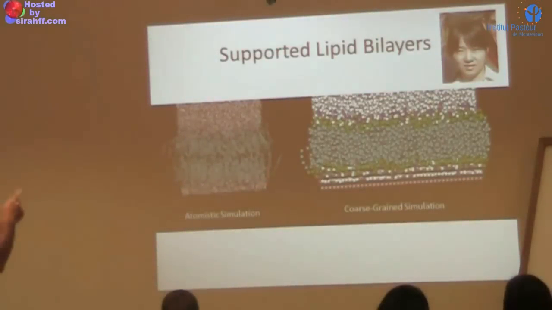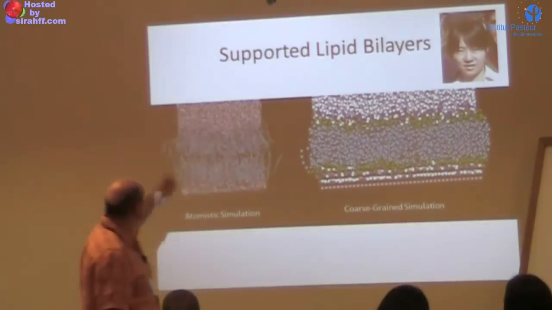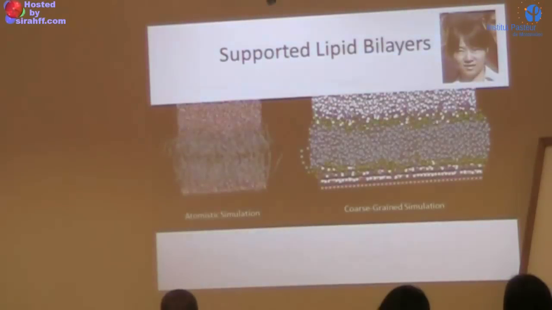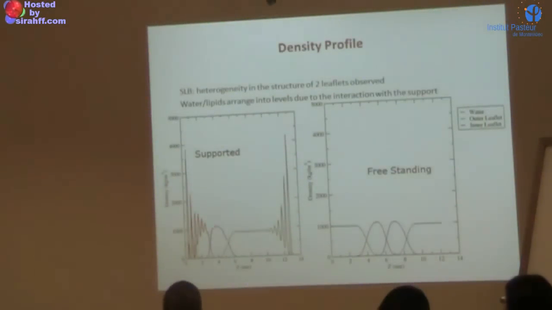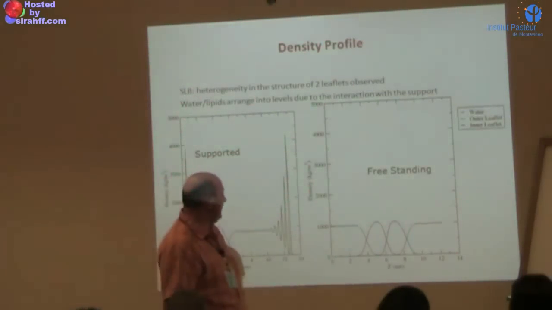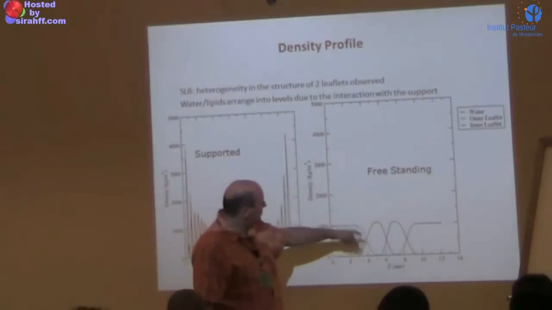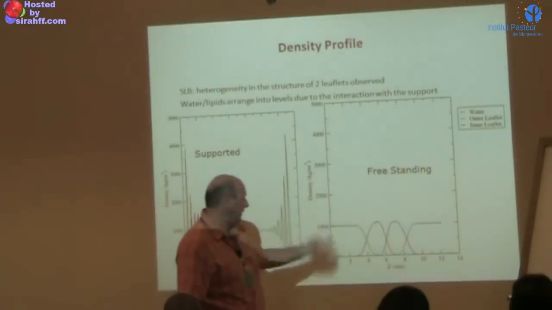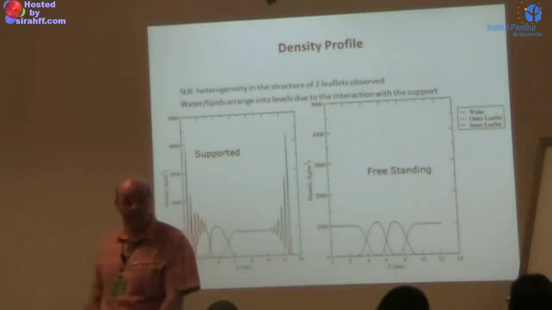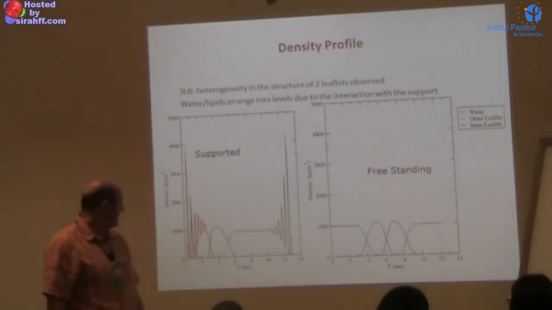So this is actually work from Shenyu Shing, and this is just to show you the two systems again in comparison. First thing we looked at is the density profile, obviously. What you see on the right is the freestanding bilayer, just 5 silicates. And this is just the inner leaflet, the outer leaflet without the head groups, and you see that obviously perfectly symmetric. What you see on the left is two things.